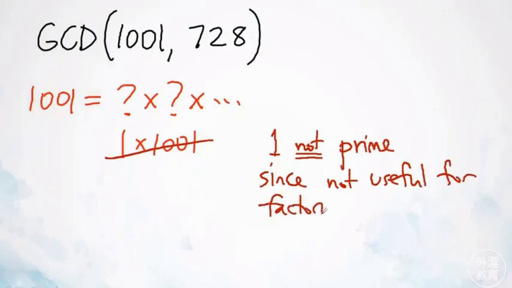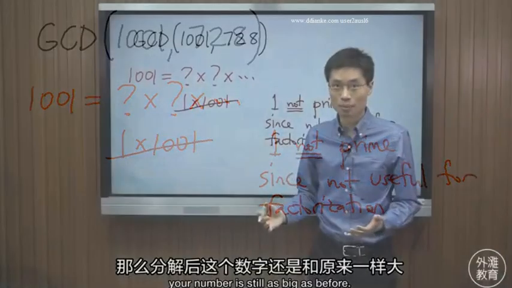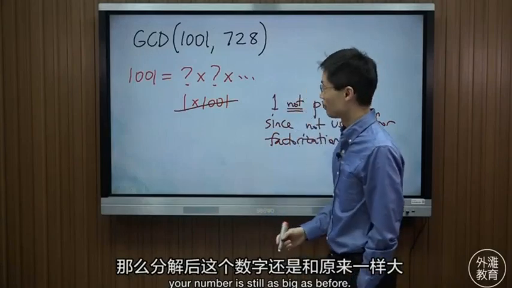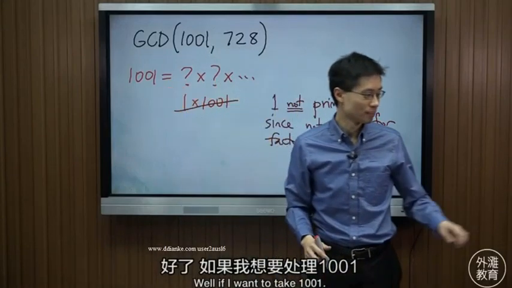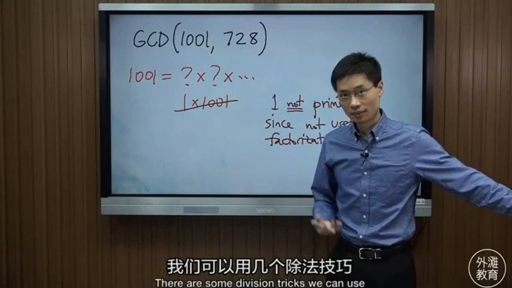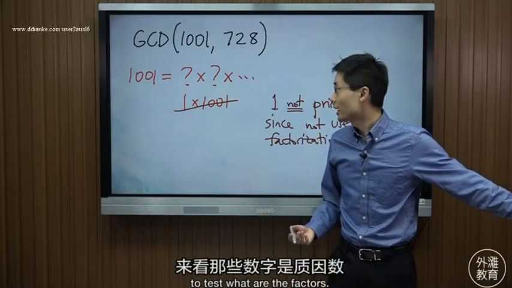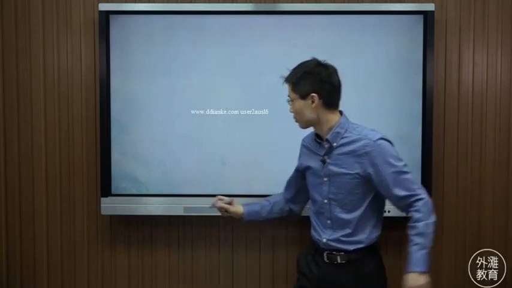Factorization. If you use a 1, your number is still as big as it was before. Well, if I want to take 1001, there are some division tricks that we can use to test what the factors are.